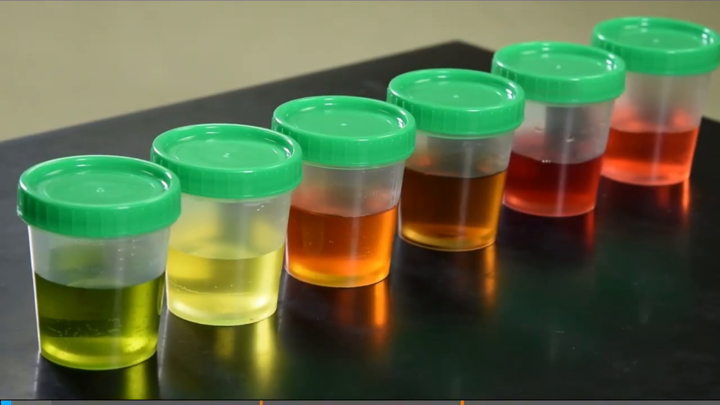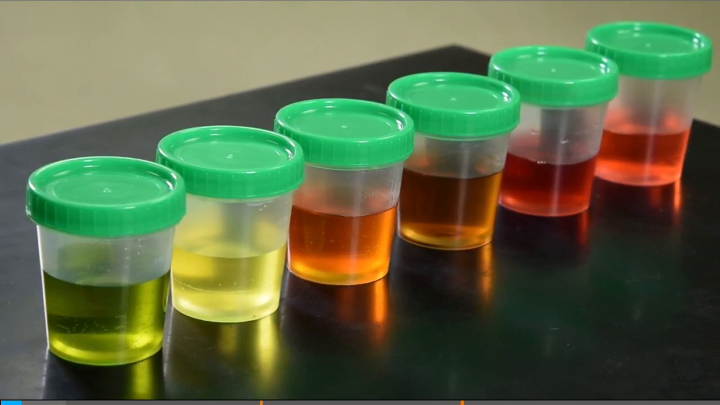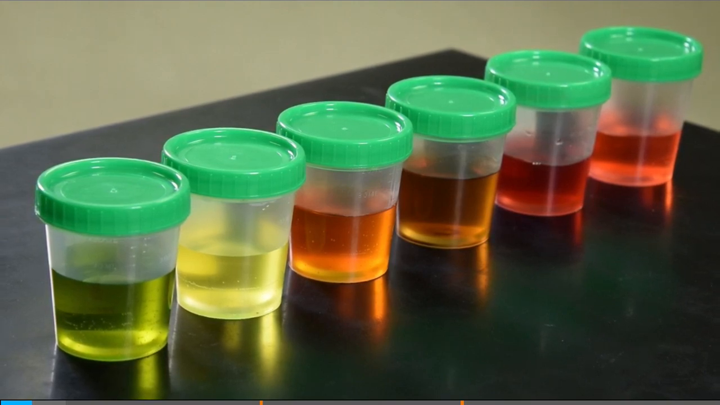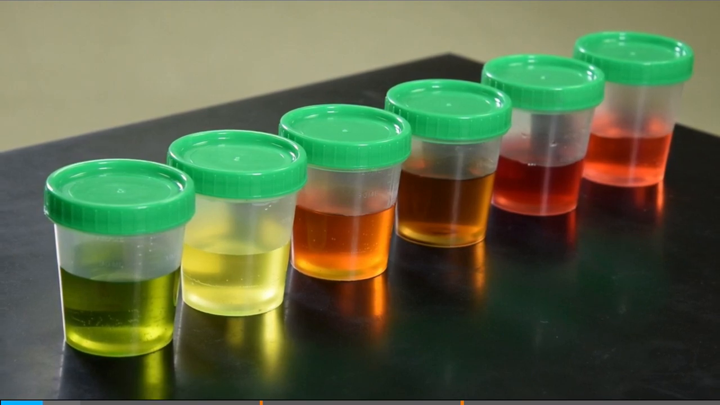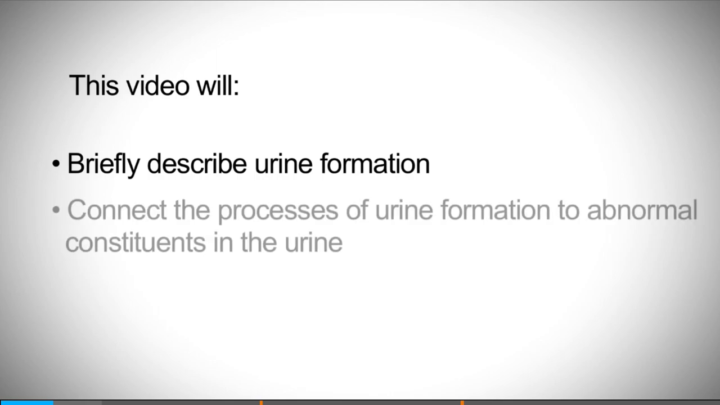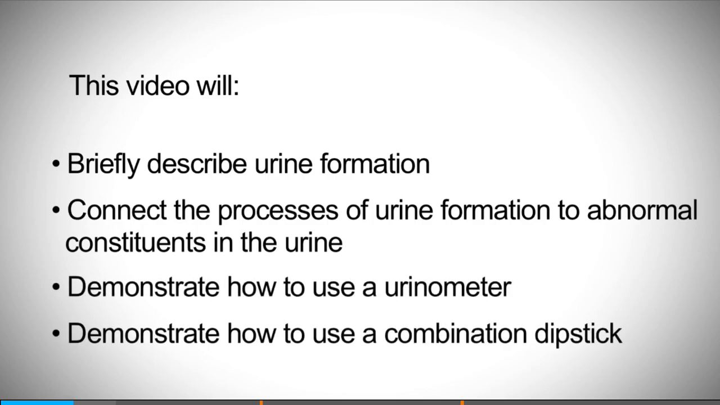Analyzing urine samples. The chemical and physical composition of urine can vary dramatically with diet and metabolism. However, the analysis of urine is still useful to diagnose disease because urine composition mirrors blood composition. This video will briefly describe urine formation, connect the processes of urine formation to abnormal constituents in the urine, demonstrate how to use a urinometer, and demonstrate how to use a combination dipstick.